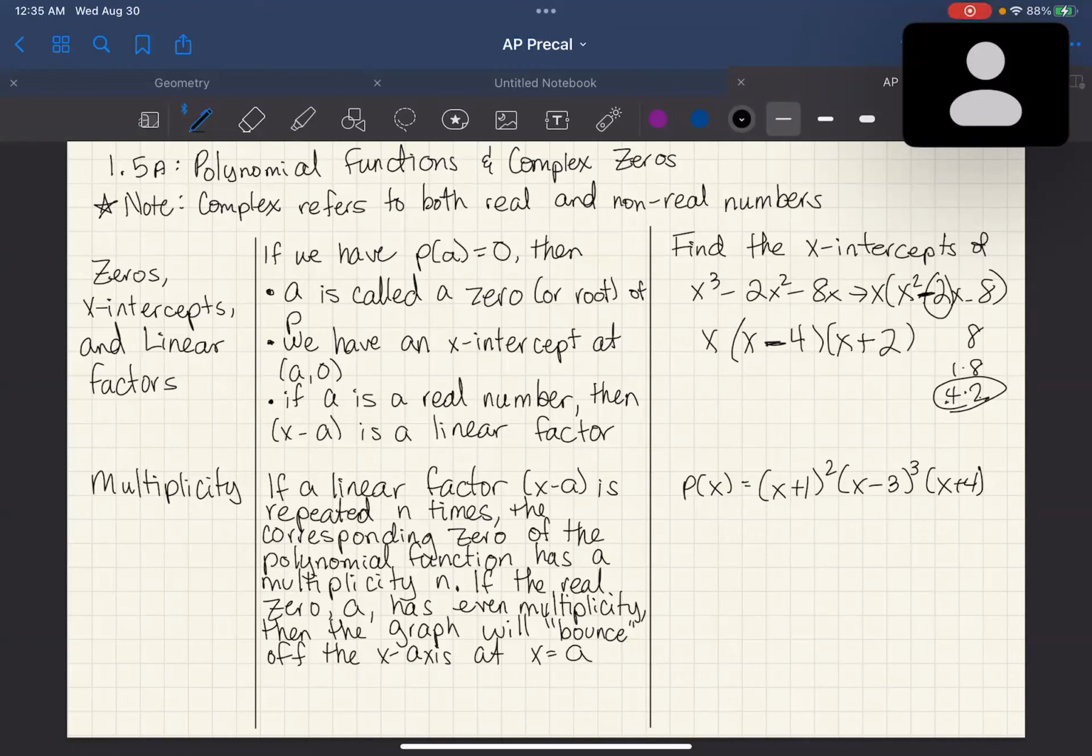Now I can say my x-intercepts are at x equals 0, right? That's my first x. Then I have x equals a positive 4, because I want to set them equal to 0. So x minus 4 equals 0, and when I solve for x, it's a positive 4. The same situation with that 2: it's going to be at x equals negative 2, because x plus 2 equals 0. Okay, so those would be my x-intercepts.